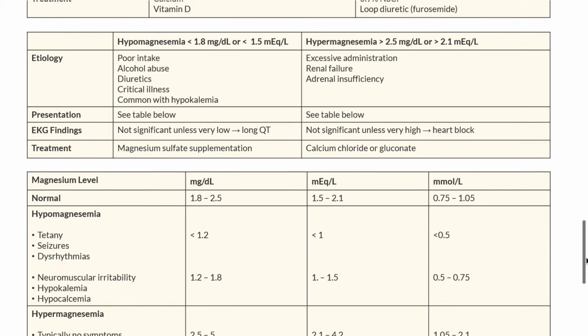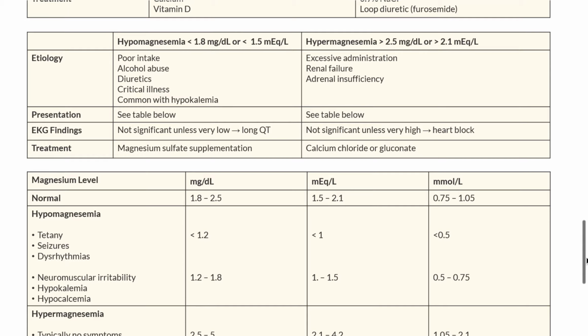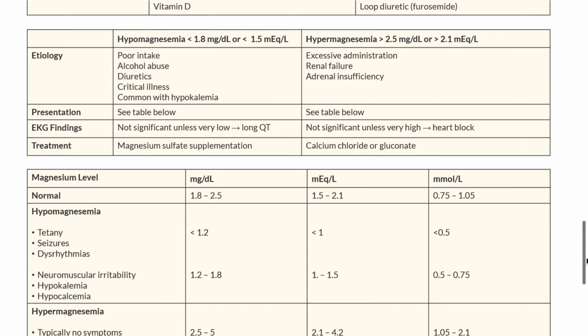Etiology includes poor intake, alcohol abuse, diuretics, critical illness, and it is commonly seen with hypokalemia. Presentation is listed in a table below that's kind of detailed. EKG findings are not significant unless very low, in which case it can prolong the QT interval. Treatment is with mag sulfate supplementation.